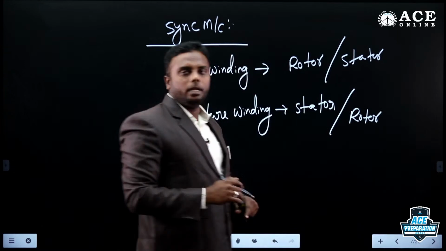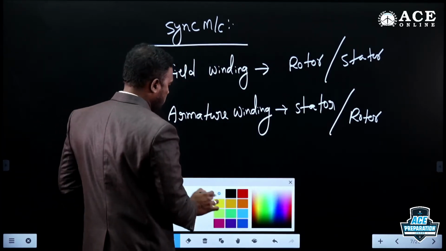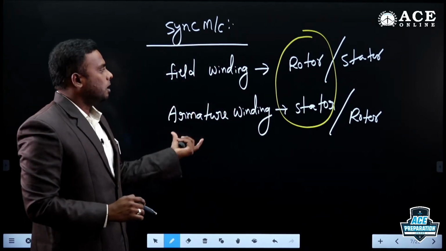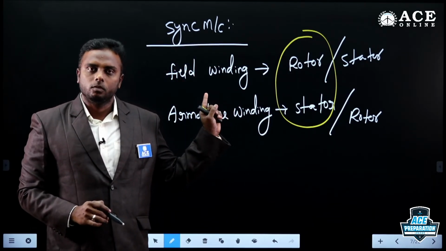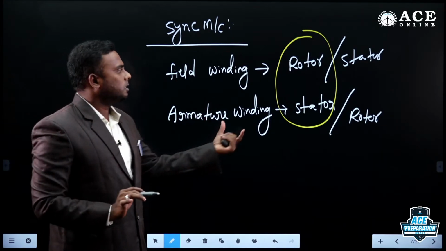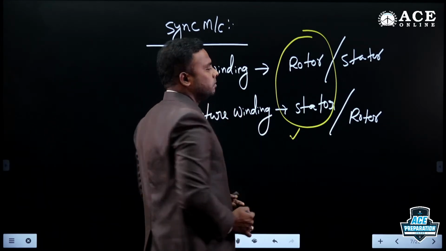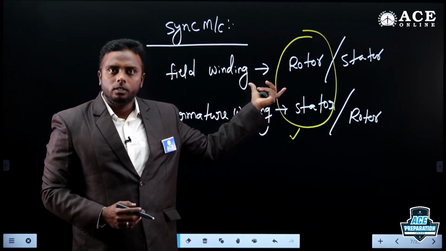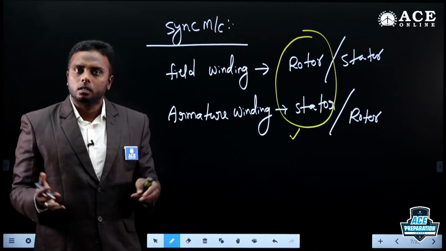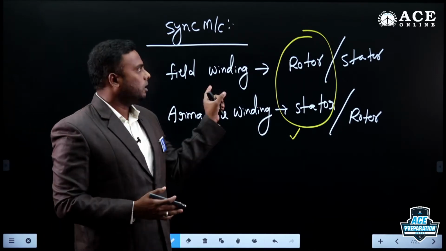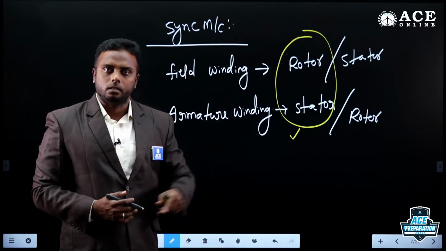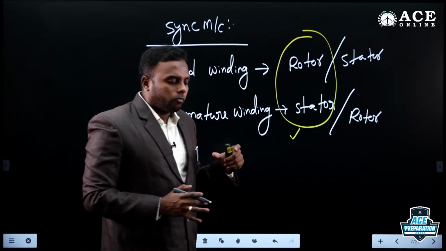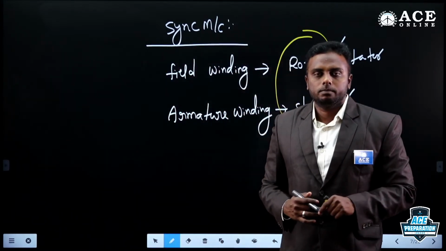But out of this, what is the preferred combination? The preferred combination is this one only: field winding on the rotor and armature winding on the stator. Okay, it is fixed. Why? Because there are some advantages with this combination. That's why we go to this combination only, field winding on the rotor always and armature winding on the stator. You will know the advantages of placing the field on the rotor and the armature winding on the stator. So this is some constructional difference between the placement of winding in a DC machine and a synchronous machine.